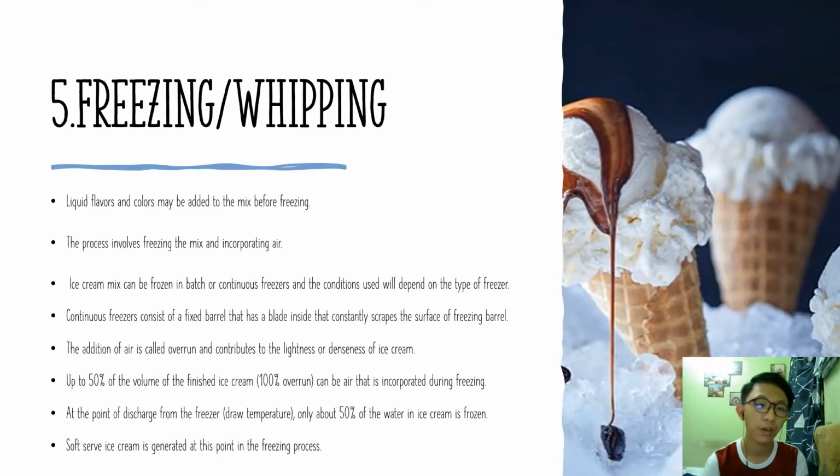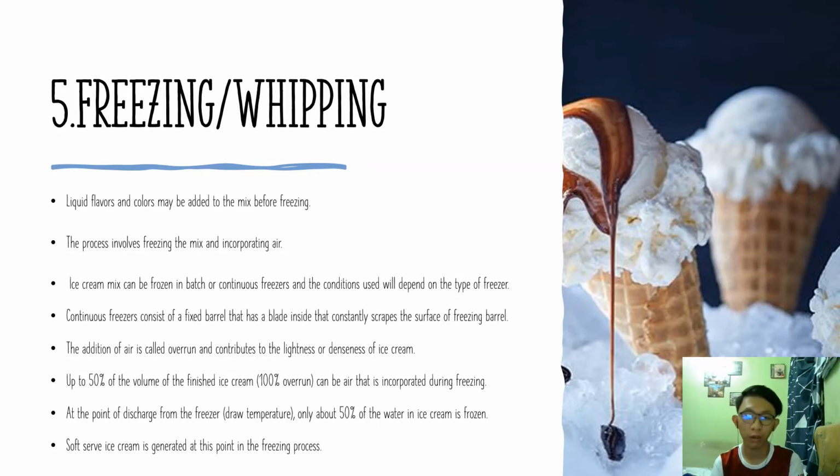So the fifth process is freezing or whipping. During this process, liquid flavors and colors may be added to the mix before freezing. The process involves freezing the mix and incorporating air. The ice cream mix can be frozen in batch or continuous freezers, and the conditions used will depend on the type of freezer. Continuous freezers consist of a fixed barrel that has a blade inside that constantly scrapes the surface of the freezing barrel.